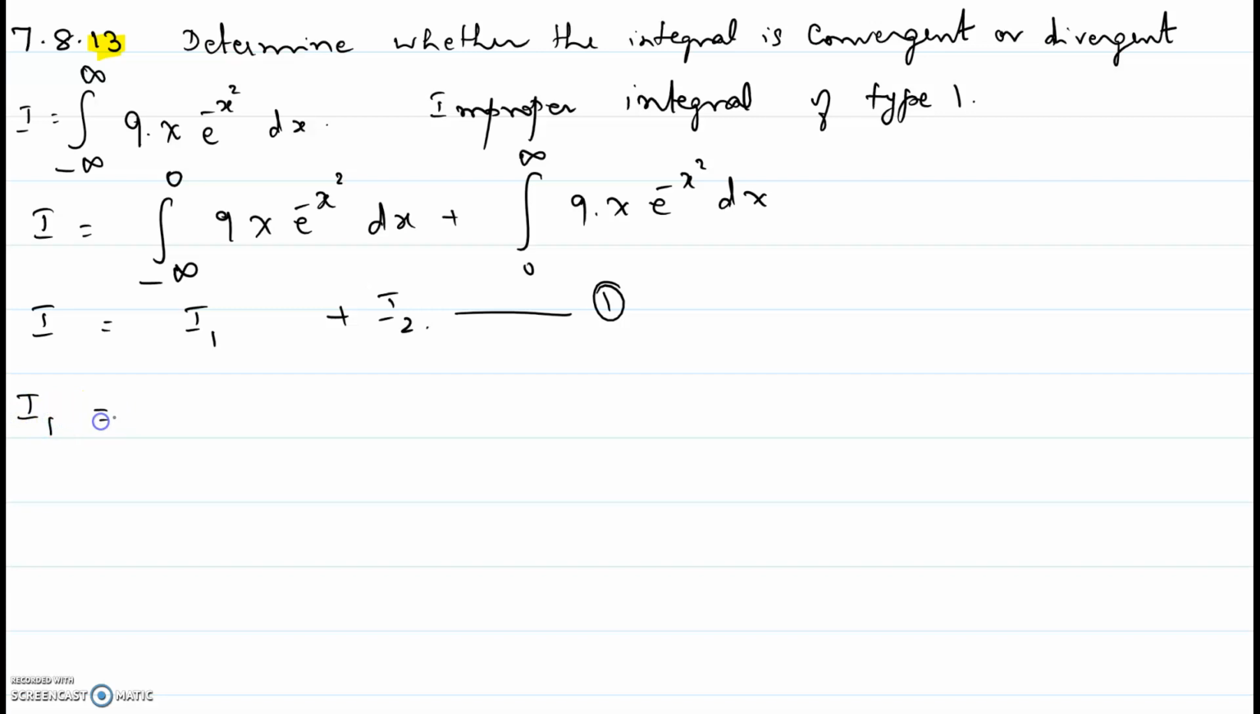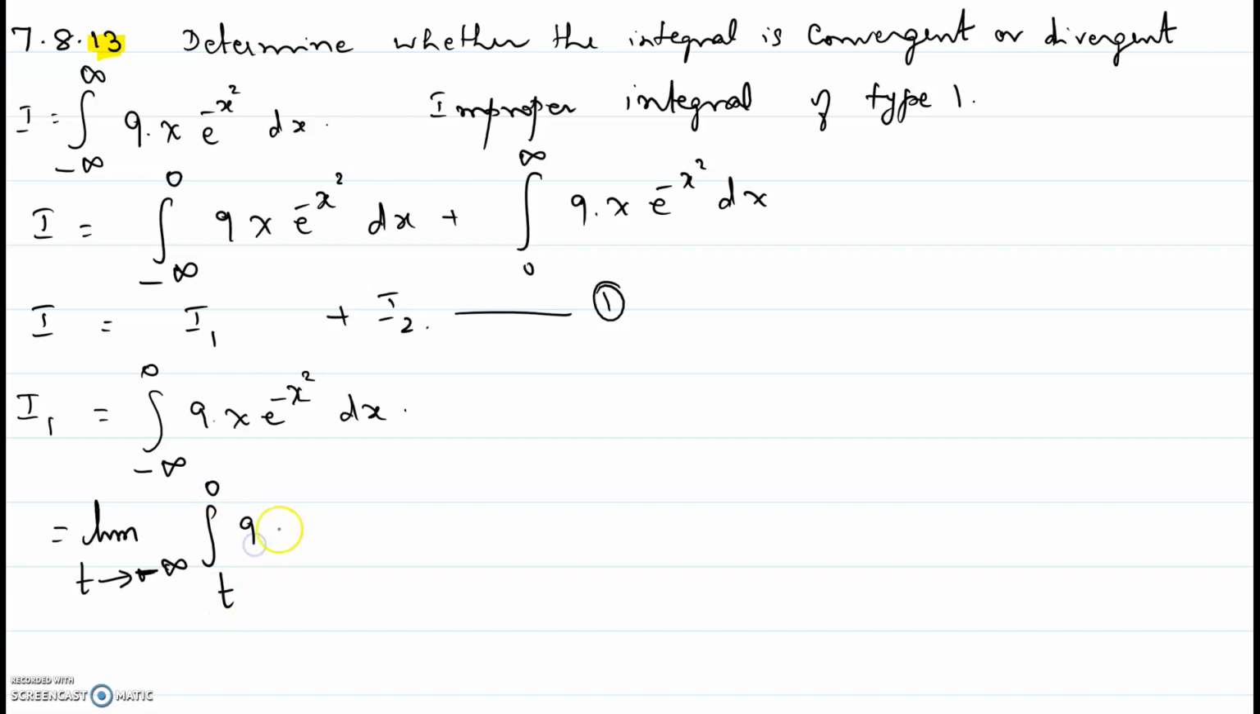So let's work on I1 first, which is negative infinity through 0, 9x e to the negative x square dx. Note that this is also an infinite integral. So you have to write this as the limit as t approaching negative infinity of the integral from t through 0, 9x e to the negative x square dx.